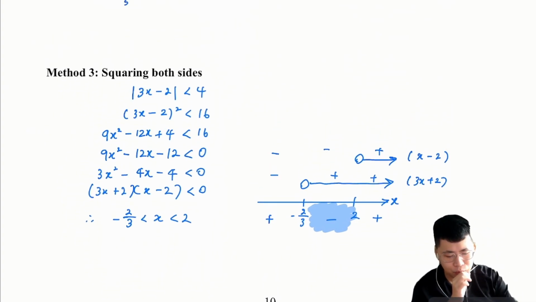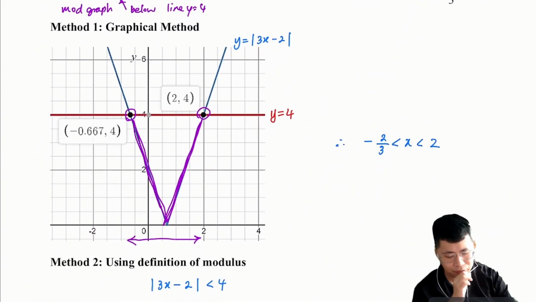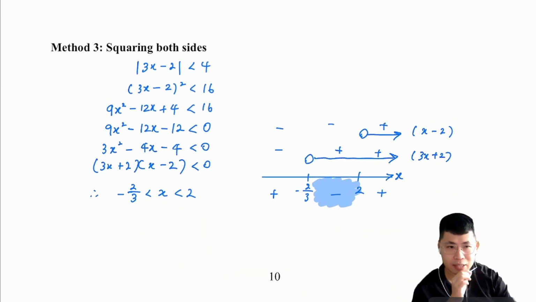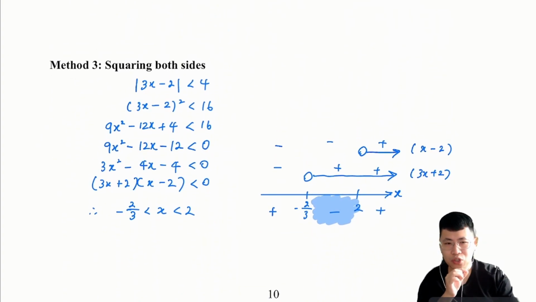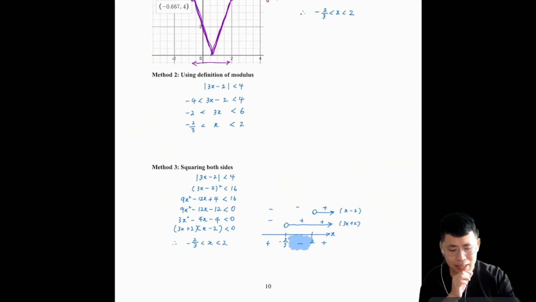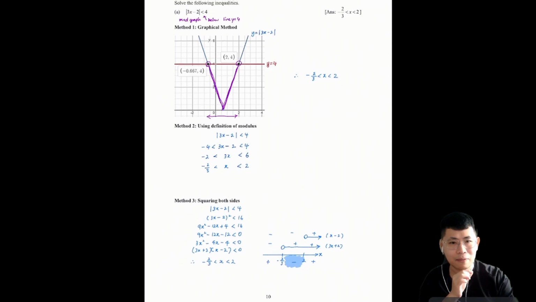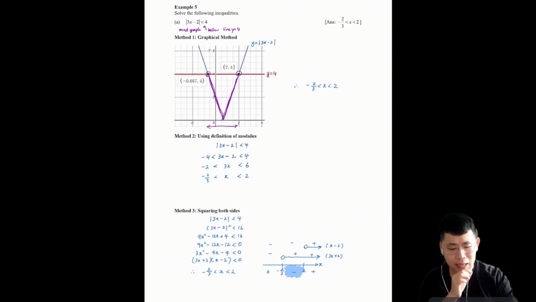Now, comparing 3 methods: the graphical method, using the definition of modulus, and squaring both sides. Which method would be the fastest? I think it solely depends. For a very simple modulus like this, I would definitely recommend method 2. However, when the modulus is very complicated, I would recommend this one over here.